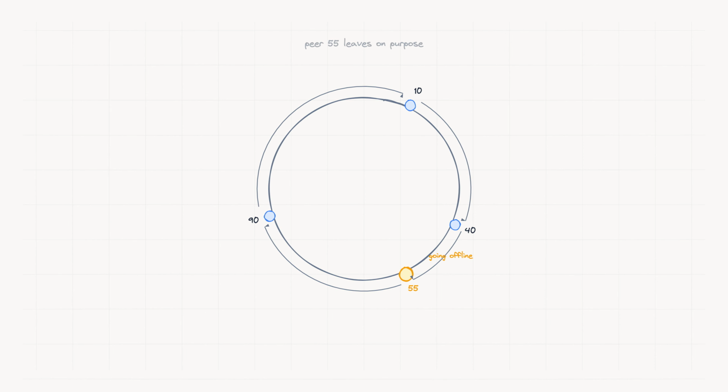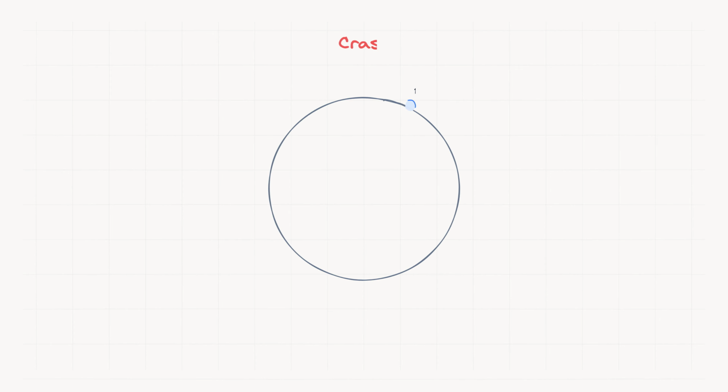90 absorbs it all. Then 55 tells its neighbors. To 40, point to 90 after me. To 90, point back to 40. Both update their pointers. The ring closes the gap. 10 to 40, 40 to 90, 90 back to 10. Clean exit. That's the easy case.